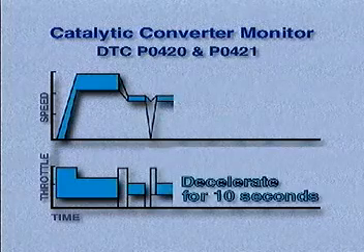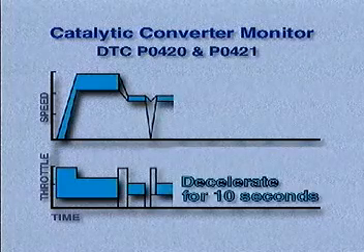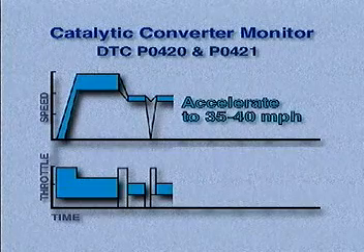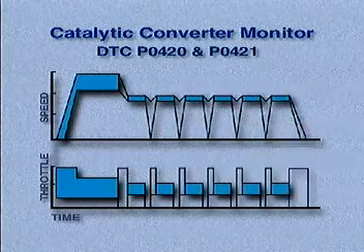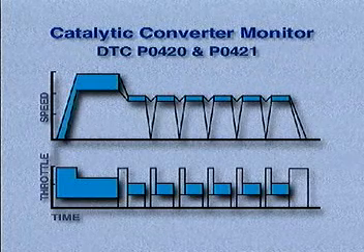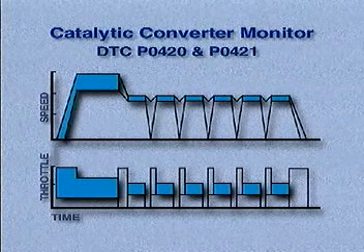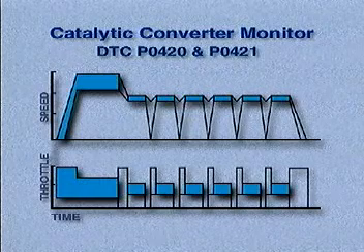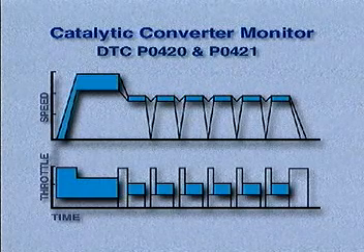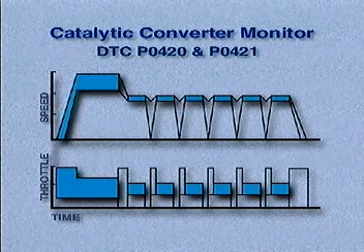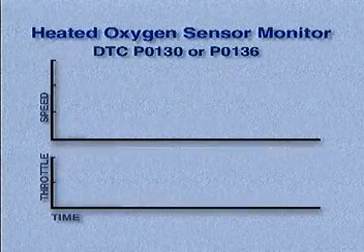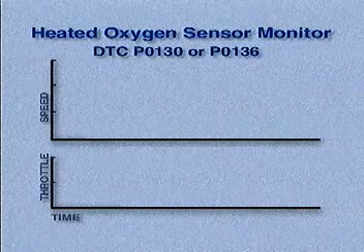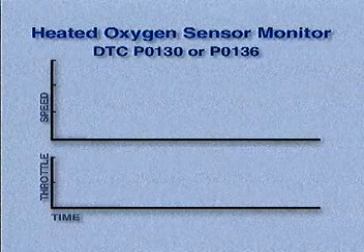Next, decelerate for 10 seconds, applying the brake as necessary. Then accelerate gradually to 35 to 40 miles per hour. Repeat 5 times or until the readiness test has been completed. Finish the test by coming to a stop, verifying a completed readiness test, and turning off the ignition switch. The heated oxygen sensor monitor sets codes P130 or P136 if there is a problem.